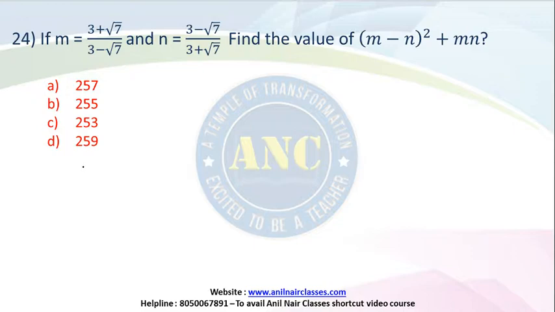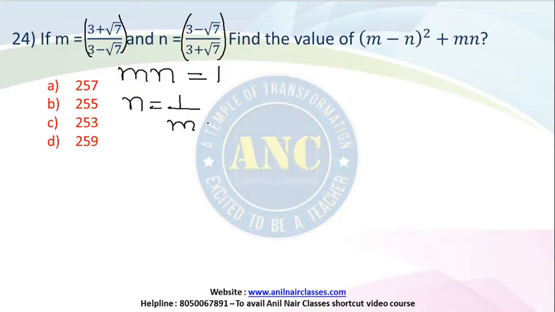Question number 24. 3 plus root 7 divided by 3 minus root 7 is nothing but m. 3 minus root 7 divided by 3 plus root 7 is nothing but n. So one thing for sure is the product is 1. That means they are reciprocals of each other. Another thing for sure is, okay, let me expand it.